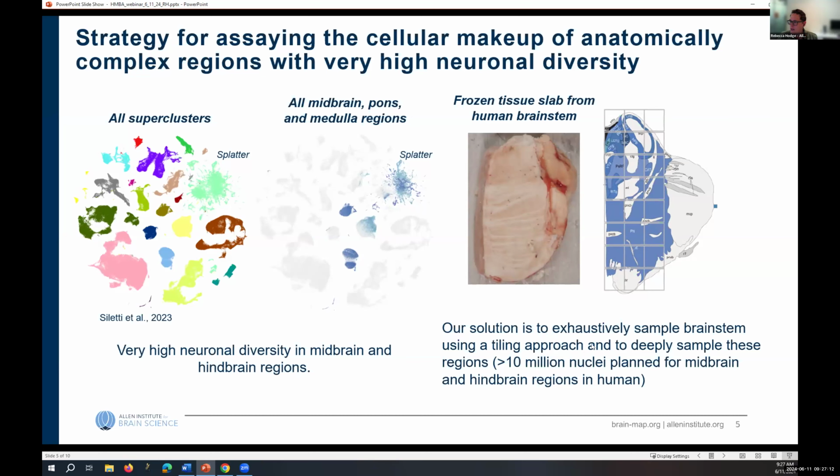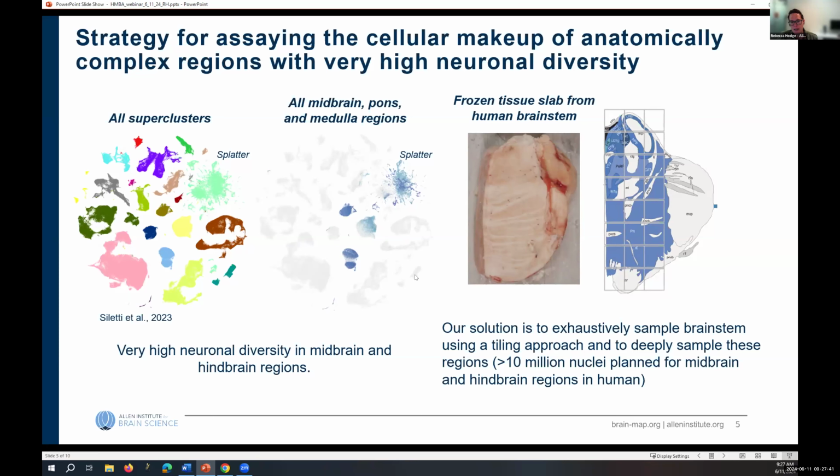I'm showing an example of a frozen human brainstem section where there are very few reliable anatomical landmarks that we can see by eye in this type of tissue. So to address these sampling challenges, in this version of the atlas, we're taking an approach to exhaustively sample these brainstem structures. This involves tiling across the entirety of the midbrain, the pons, and the medulla to ensure that we're covering every structure, that no small structures are inadvertently skipped.